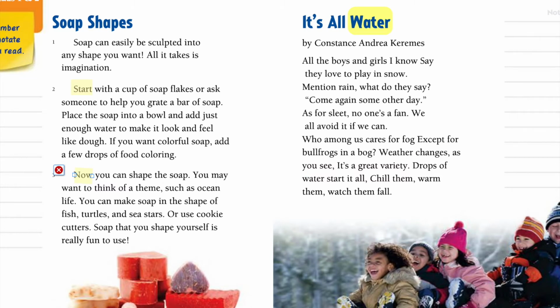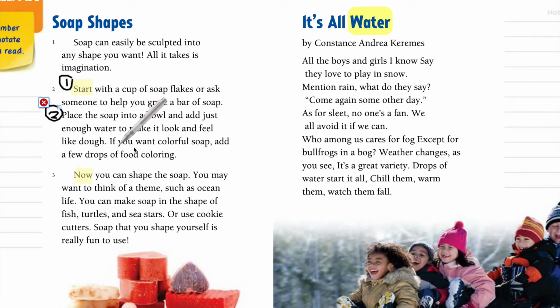So I need to read back through kind of closely just to make sure that I have the steps if I were wanting to actually go through this and make my own. So since start is a beginning procedural word, I'm going to put a 1 by that. Will you do that with me in your book? So the first step is to start with a cup of soap flakes or ask someone to help you grate a bar of soap. Step 2 is place the soap into a bowl and add just enough water to make it look and feel like dough. So that's our second step. Go ahead and put a 2 by the word place. That tells us what we're doing next.